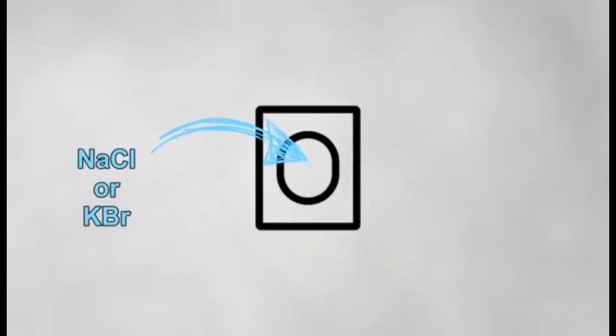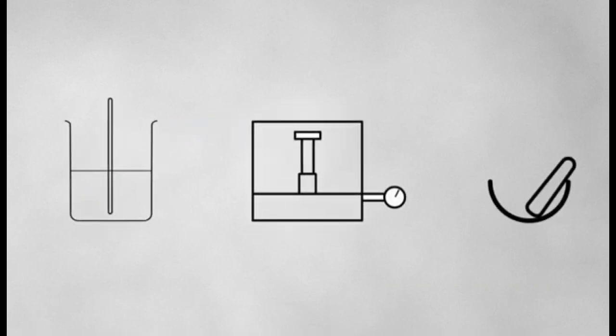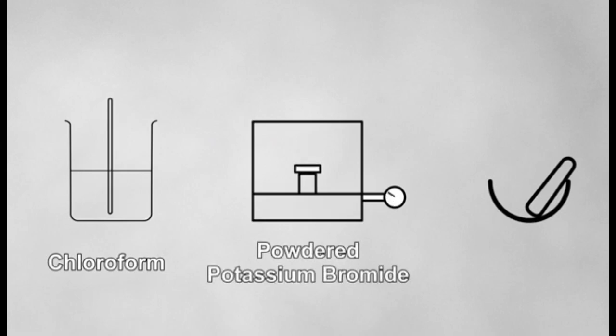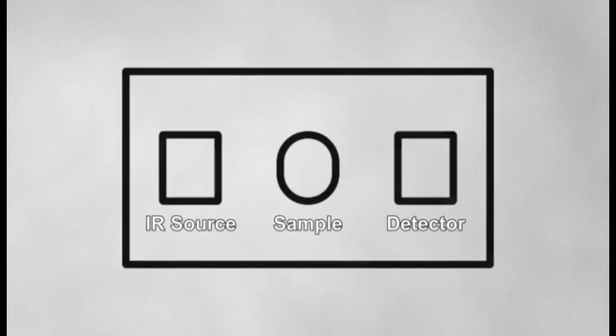Instead, we use cells with metal salt windows, such as sodium chloride or potassium bromide. Depending on what our sample is, we can either dissolve it in a solvent such as chloroform, press it into a transparent disc with powdered potassium bromide, or grind it into an oily slurry called a mull with a hydrocarbon oil called Nujol. Infrared spectroscopy is a relatively simple technique.